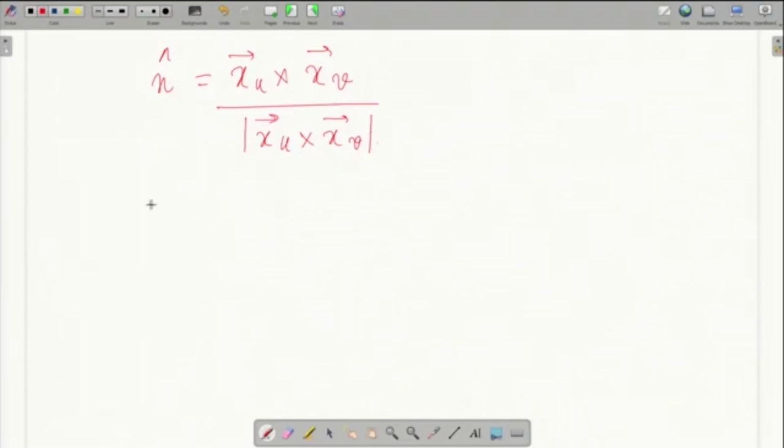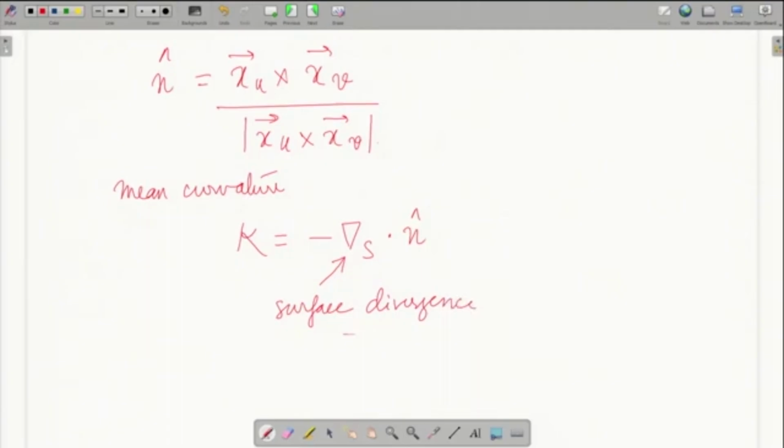And then additionally, if you are interested in finding the mean curvature of the surface at that point, the curvature kappa can be indicated by the divergence of the normal vector, and this nabla_S denotes the surface. The nabla_S dot indicates the surface divergence, that means as it applies to that surface.